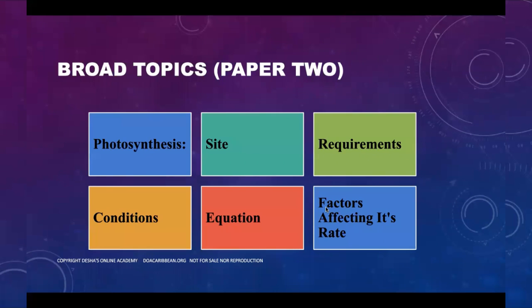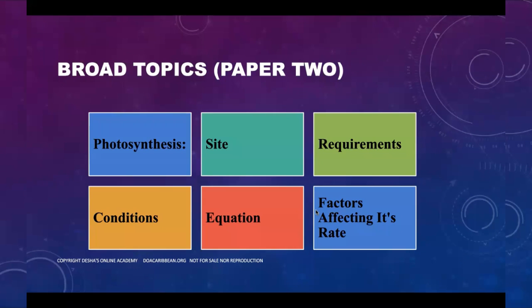between requirements and conditions. They're not the same thing, right? When it says requirements, we're talking about the raw materials, what is necessary for the actual process of photosynthesis. And when we talk about conditions, we're talking about the environment, what fosters the process, right?